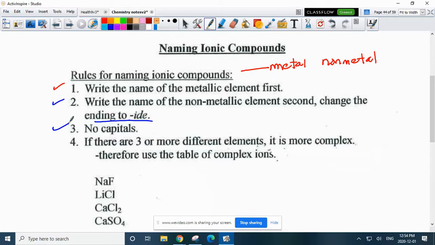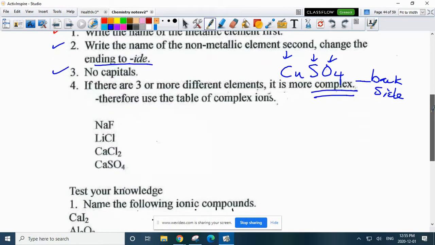But if there's three or more different elements together, like CuSO4, I could see there's three capitals, right? There's a capital there, and there's a capital there, and there's a capital there. So that indicates that there's at least three elements put together. There is a complex, and the complex is almost always on the back side. And where are these complexes? They're in that little box in the periodic table up on top of the ionic side. Okay, and so you're going to have to be able to use that. So make sure you have your periodic table. You can't do any of this without a periodic table anymore.